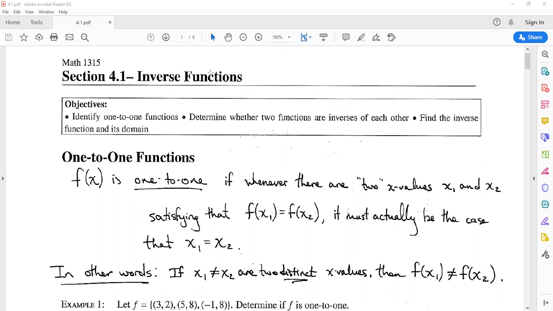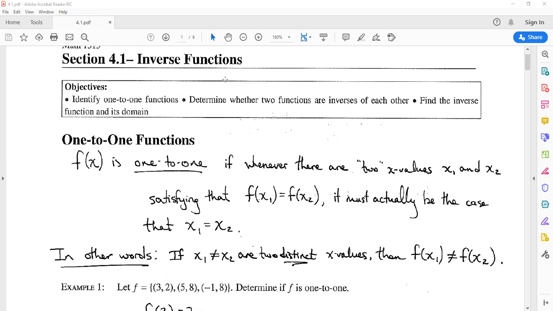So the idea here is that a function f of x takes the x and does something to x, right? And so an inverse function is going to be a function that'll undo whatever f had done to x. So let's get into some jargon here.